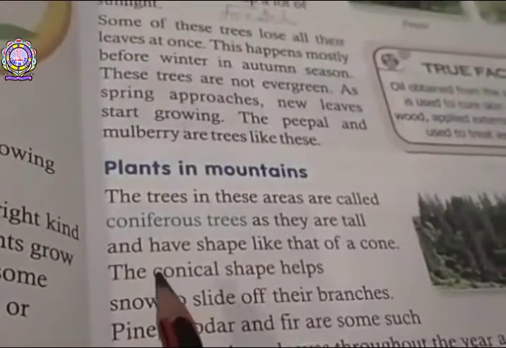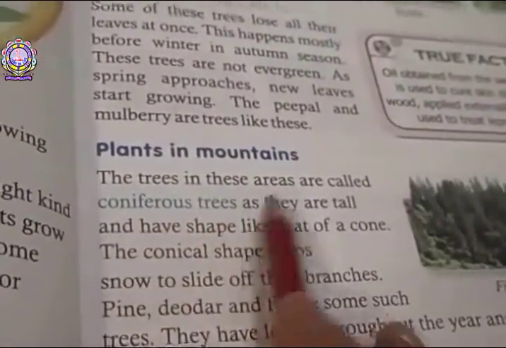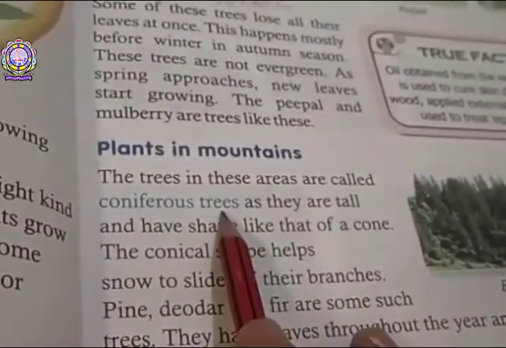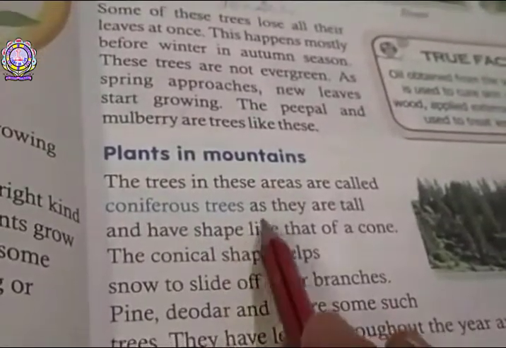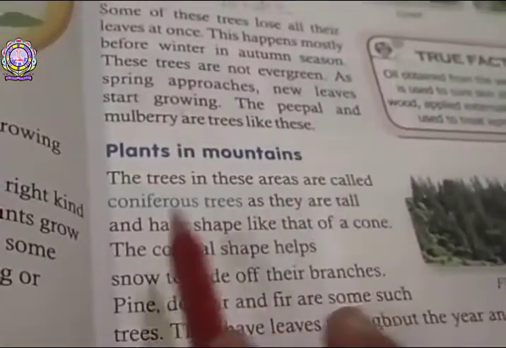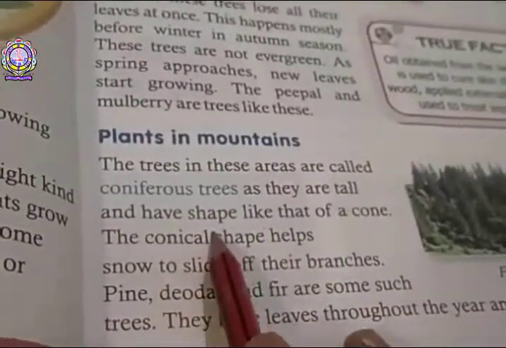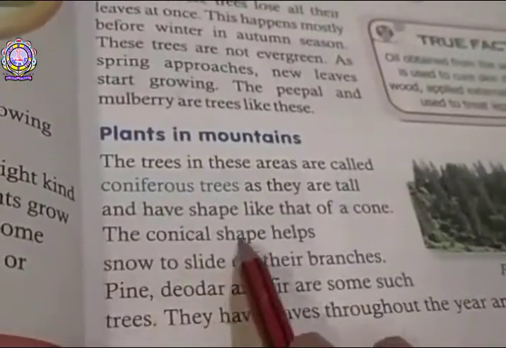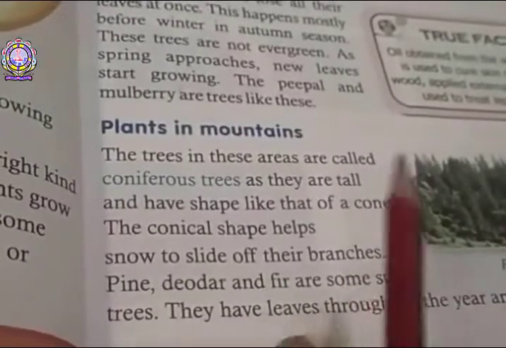Plants in mountains. The trees in these areas are called coniferous. Coniferous means leaves like a cone. That is why these trees are called coniferous. As they are tall and shaped like a cone, the conical shape helps snow to slide off their branches.